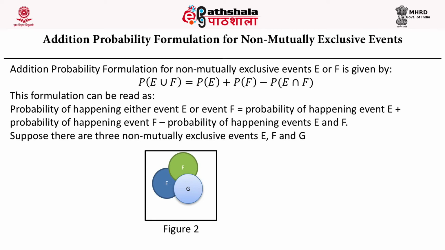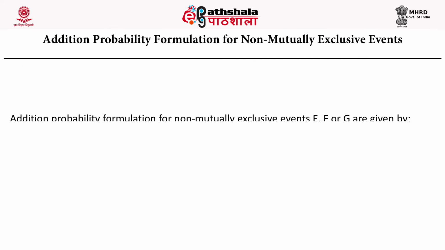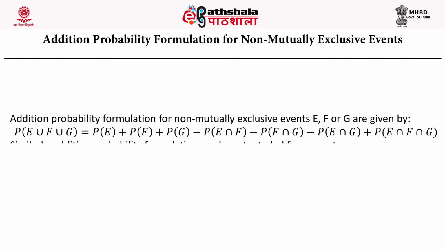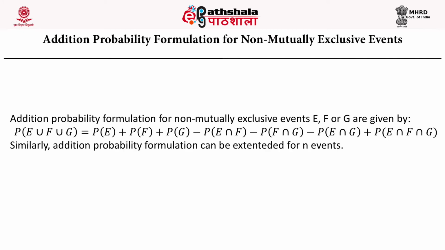Suppose there are three non-mutually exclusive events E, F and G, and from the Venn diagram we can see that there is some area where these events overlap each other. So the addition probability formulation for non-mutually exclusive events E, F and G is: the probability of E union F union G is equal to the probability of E plus the probability of F plus the probability of G minus the probability of E intersection F minus the probability of F intersection G minus the probability of E intersection G plus the probability of E intersection F intersection G. Similarly, the addition probability formulation can be extended for n events.